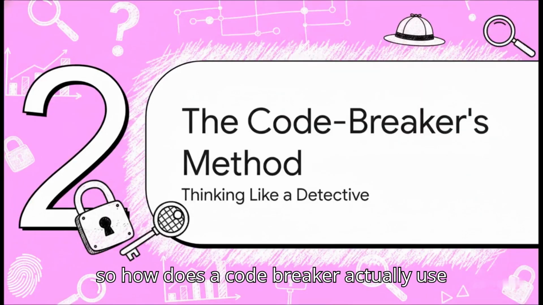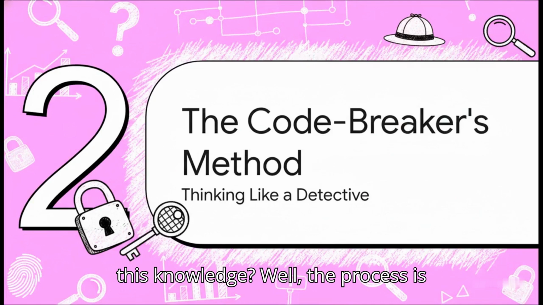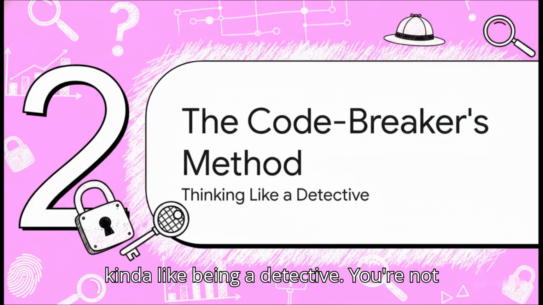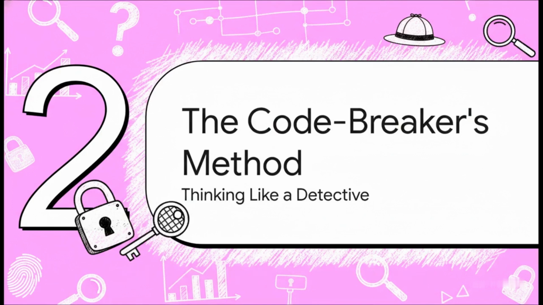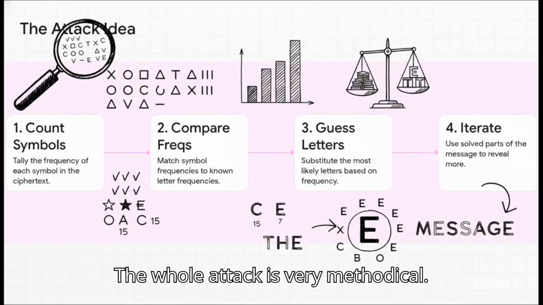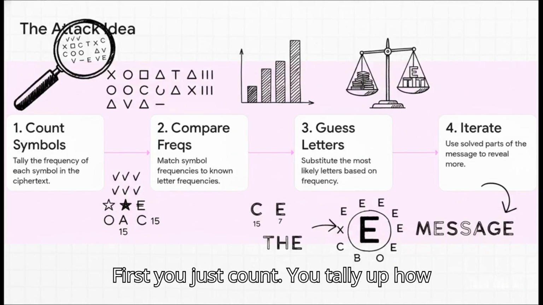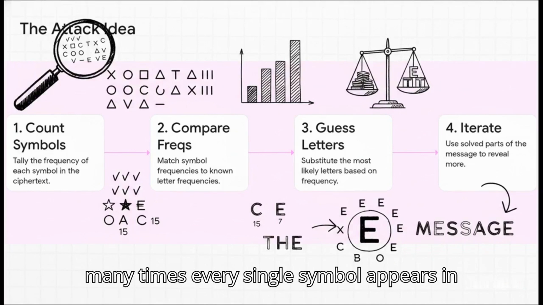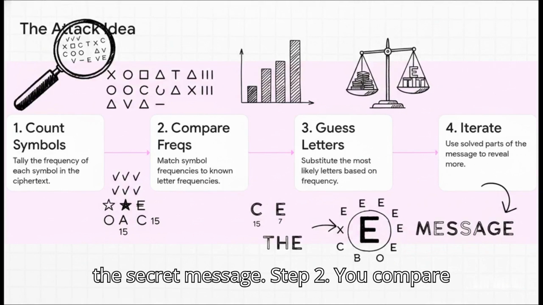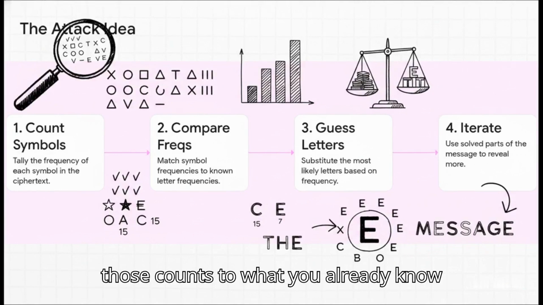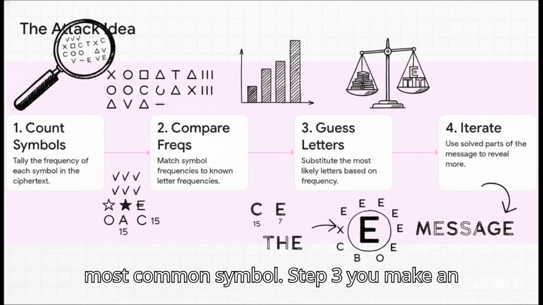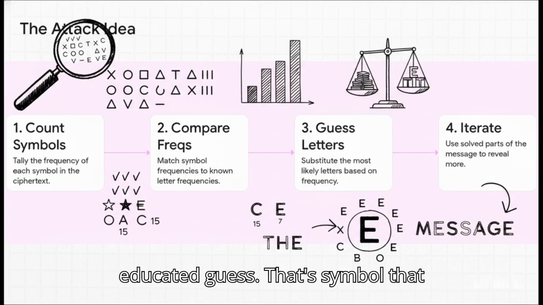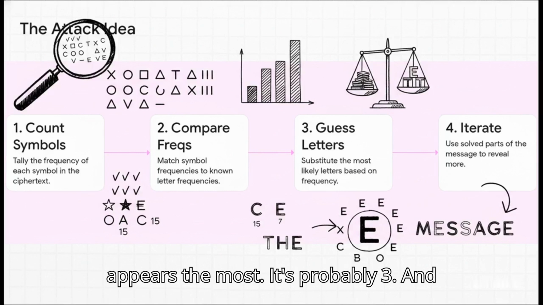Okay, so how does a codebreaker actually use this knowledge? Well, the process is kind of like being a detective. You're not smashing down doors, you're carefully, patiently following a trail of clues. The whole attack is very methodical. First, you just count. You tally up how many times every single symbol appears in the secret message. Step 2, you compare those counts to what you already know about the language. So you look for the most common symbol. Step 3, you make an educated guess. That symbol that appears the most, it's probably an E.